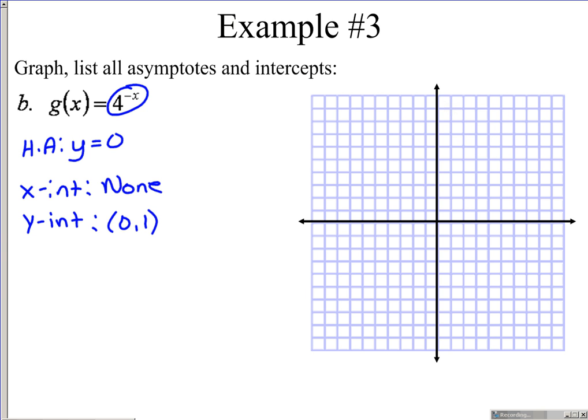Begin graphing. Y equals 0. Y-intercept, 0, 1. Pick some other values. If I put in +1, I'm going to get out 1/4. Put in -1, we get 4 to the first power, which is 4. And there we can see that same graph that we talked about, but now reflected over the y-axis.